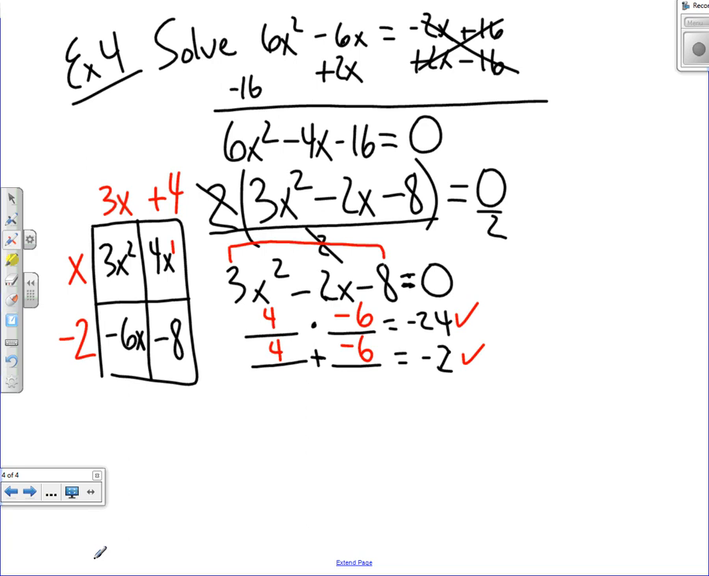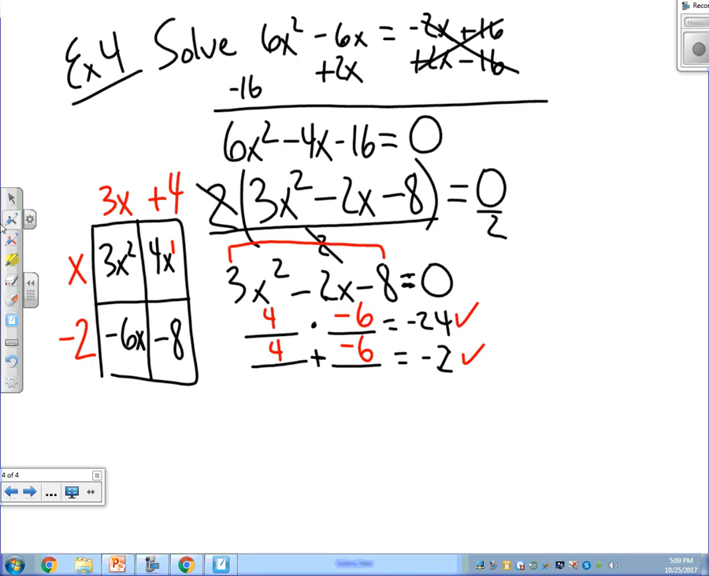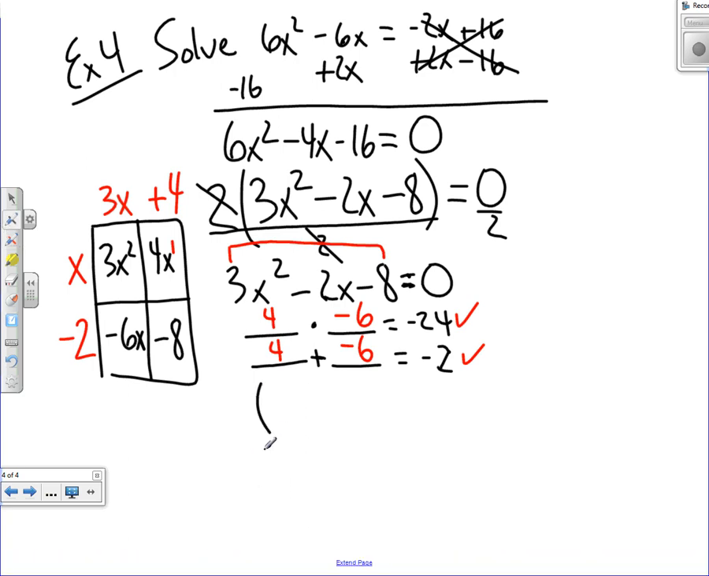And those two factors we're going to write side by side now in their own little nook, their own set of parentheses. 3x plus 4 equals 0.